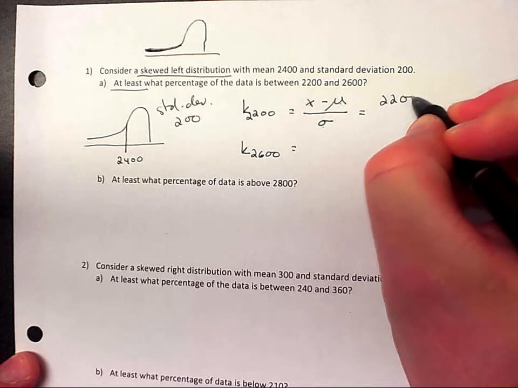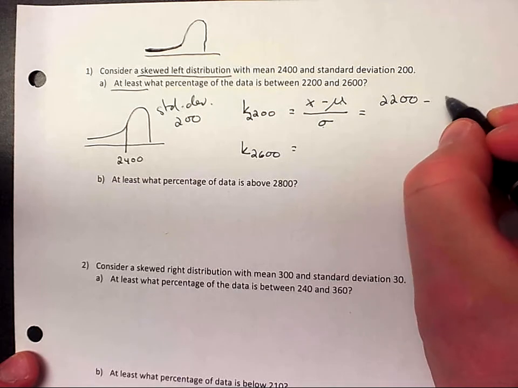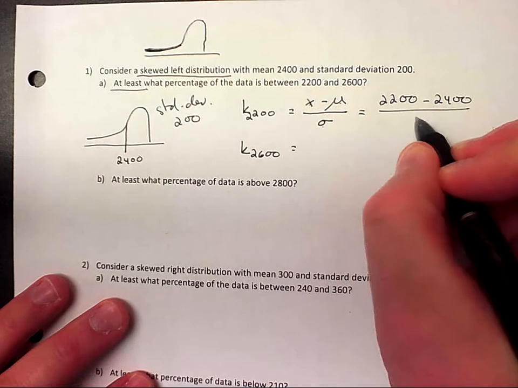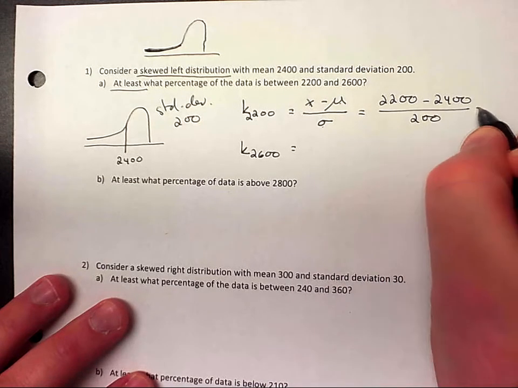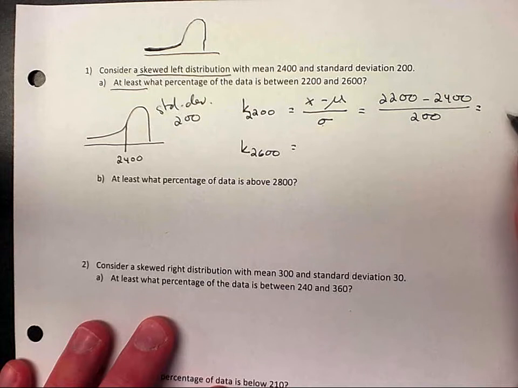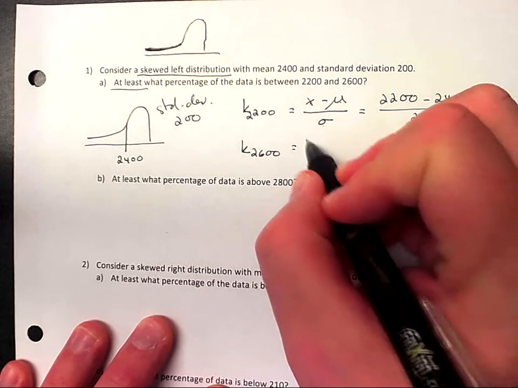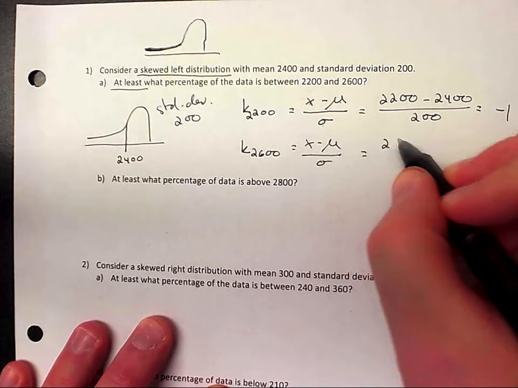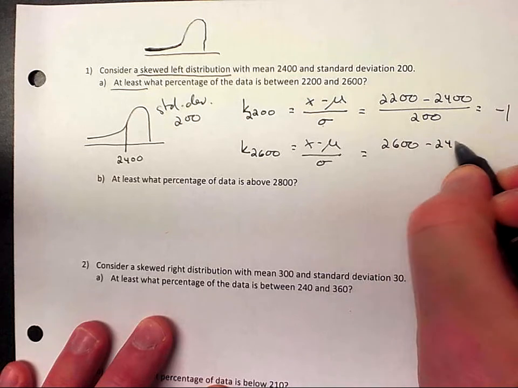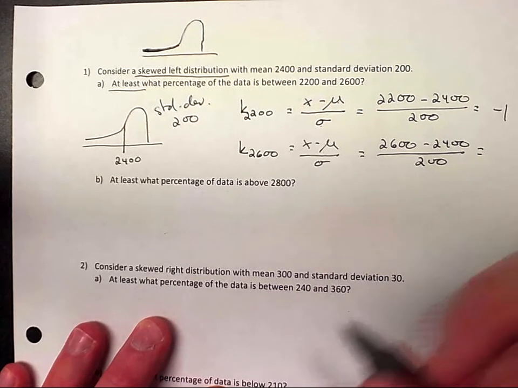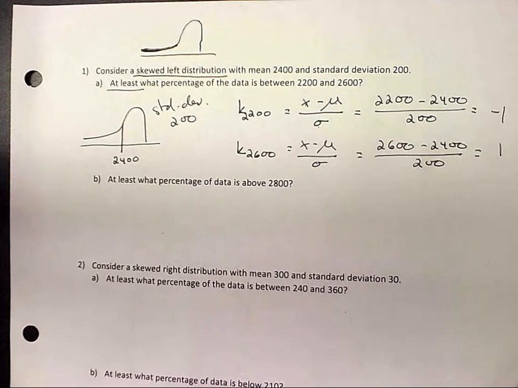All right. Well, here then we're going to have 2200 minus 2400 divided by 200. So here we're going to have a k value of -1. Then for 2600, we're going to have 2600 minus 2400 divided by 200. Here we're going to have a k value of 1.